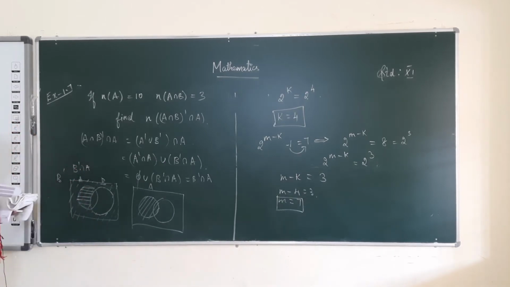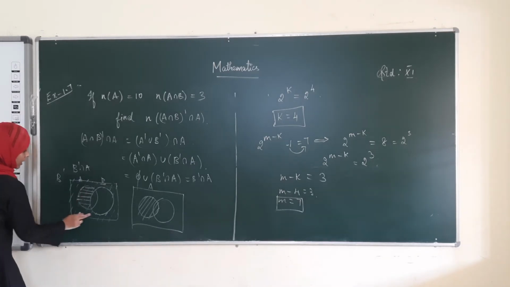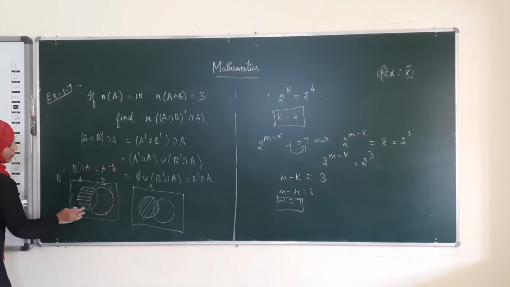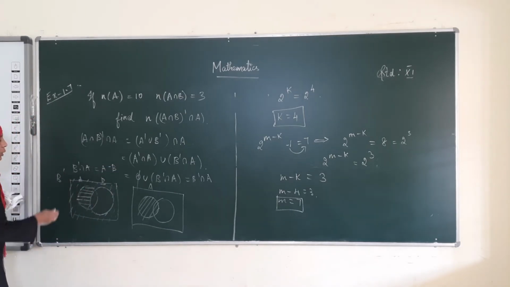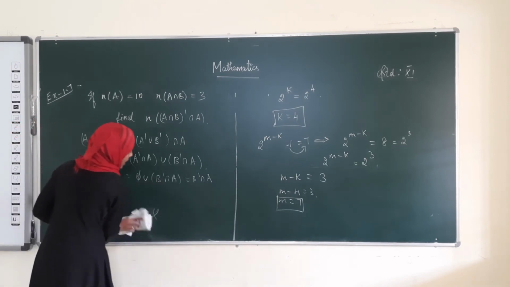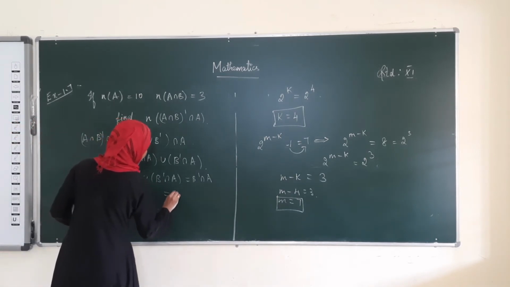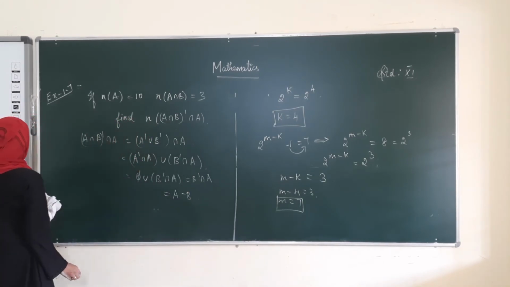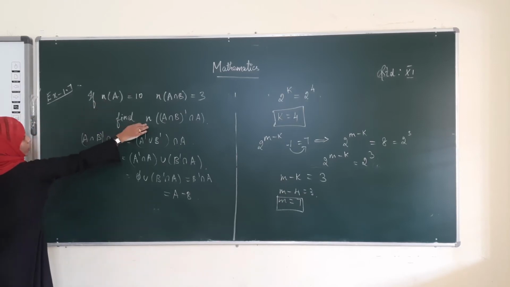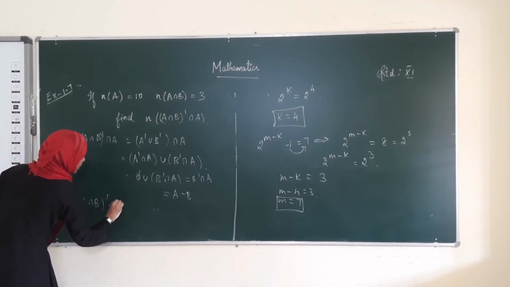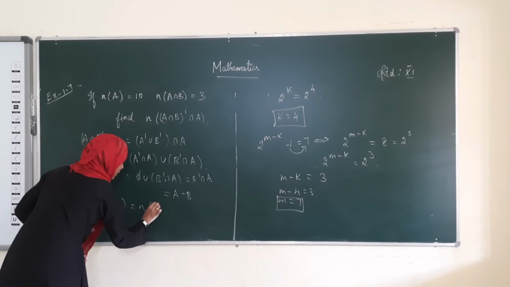So what is this? This is A minus B. The remaining is A minus B. I have used the Venn diagram for your easy understanding. Therefore B' intersection A can be written as A minus B. What is the formula of A minus B? So this one only we have to find, that is n of (A intersection B)' intersection A, which is equal to n of A minus B.